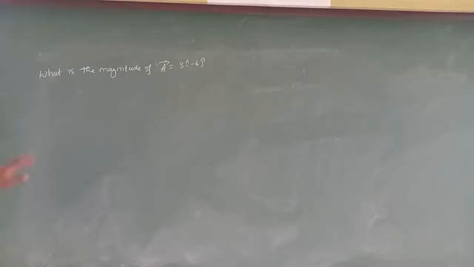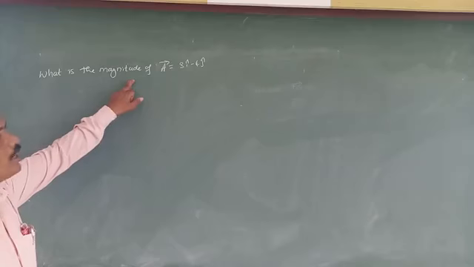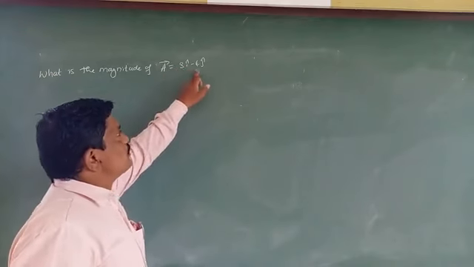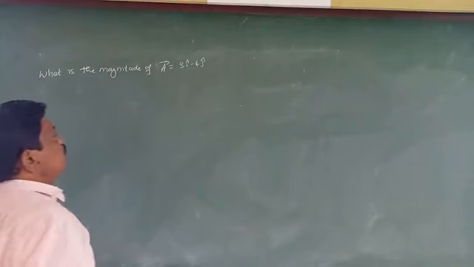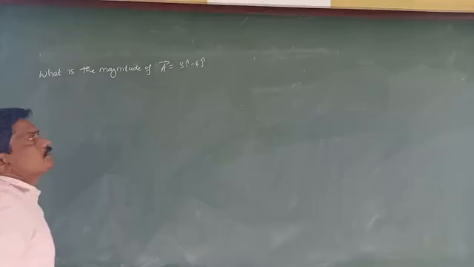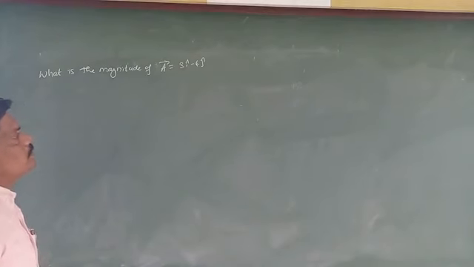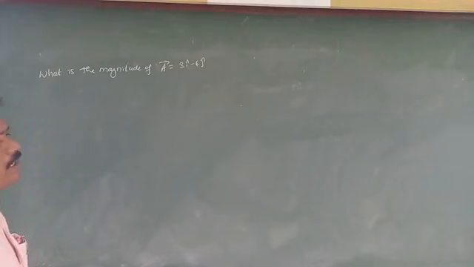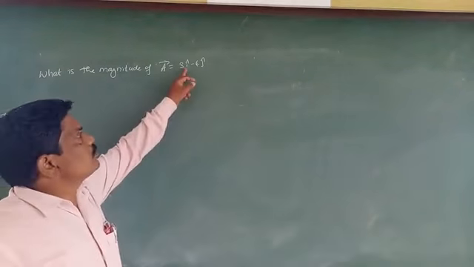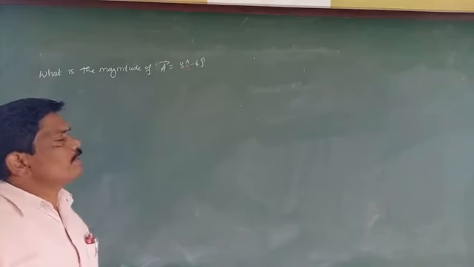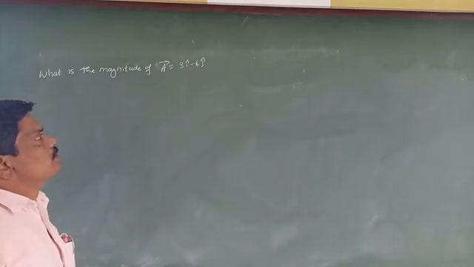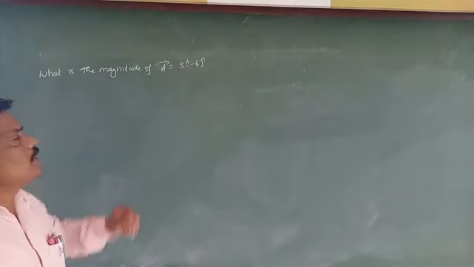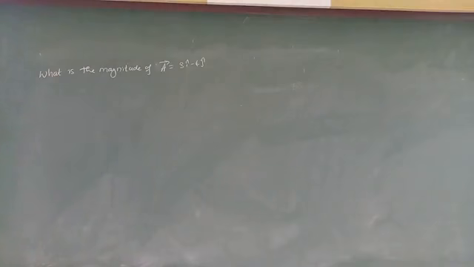The next question is, what is the magnitude of vector A equal to 3 i cap plus 4 j cap? Here i cap indicates the direction. i cap and j cap are the unit vectors. i cap is the unit vector along x direction and j cap is the unit vector along y direction. Or you can simply say x i cap plus y j cap.